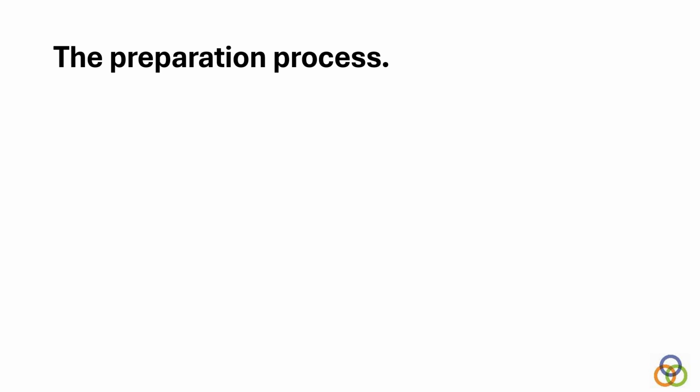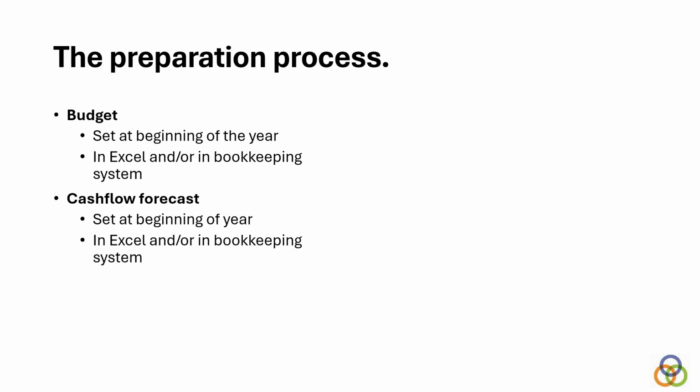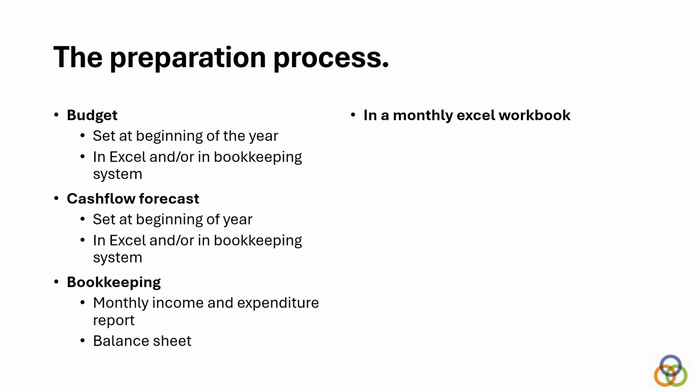Where does the information come from? So we start with the preparation process with management accounts. You set the budget, that's done at the beginning of the year. You might put it in your bookkeeping system, or you will keep it in Excel. The cash flow forecast is also set at the beginning of the year, ideally when you do your budget. So you've already got these two bits of information. The bookkeeping is done monthly in our bookkeeping system, an Excel cash book or QuickBooks or Xero. And out of that, we'll get an income and expenditure report and a balance sheet.